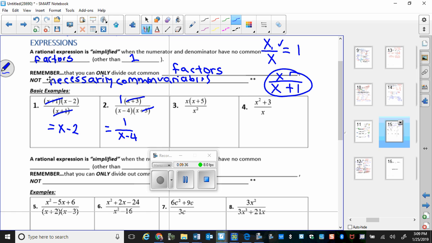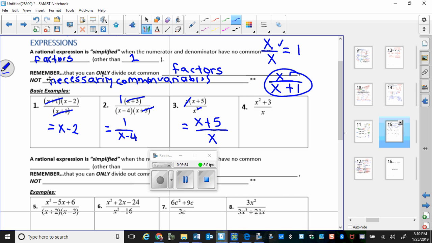Next, I have 2 x's on the bottom, 1 on the top, so I can take 1 away and I'm left with that 1x on the bottom. This simplifies to x plus 5 divided by x.